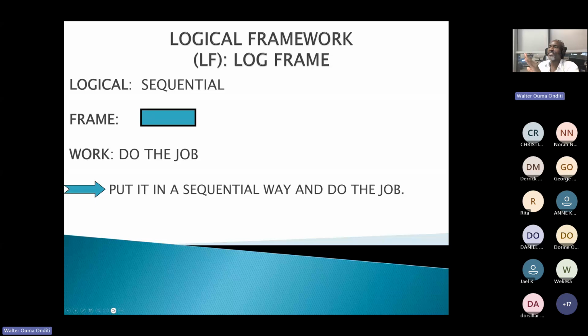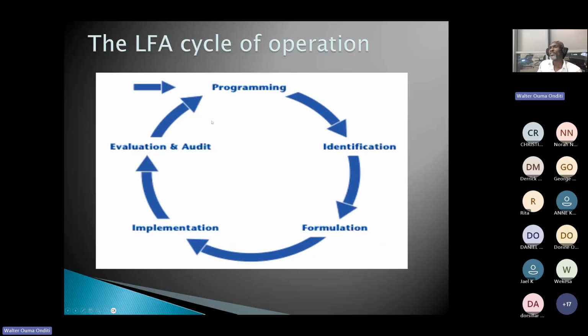So the understanding here is the three terms: logical frame working. This is what I've brought in for you. The logical, which means organizing in some sequence. The frame is confining it within some context, and then the work is to do the job. So logical frame working basically simply means put it in a sequential way and do the job. So that is the terminology. If you have to put logical framework in simple terms, that's how you should be able to view it. Now, the logical framework cycle operations still take us to that programming cycle which we had looked at.